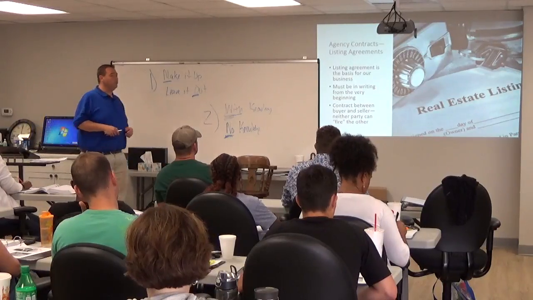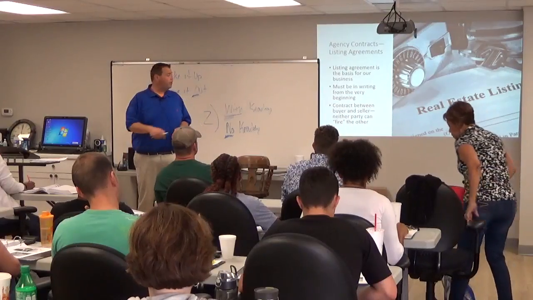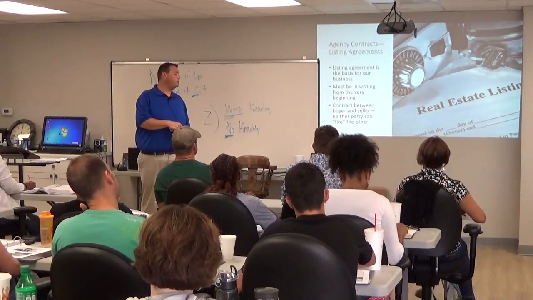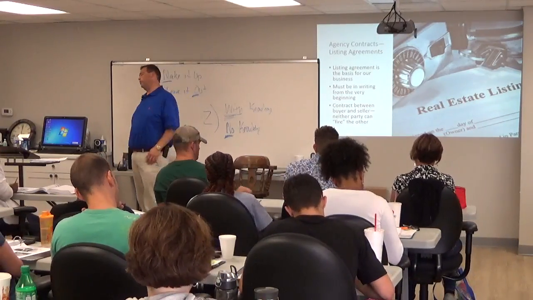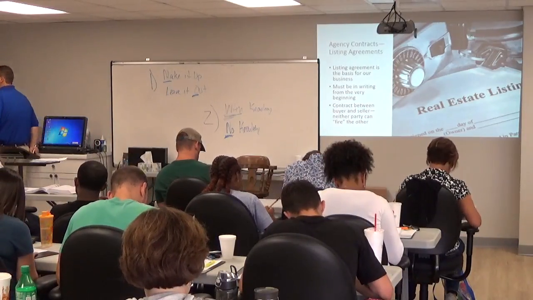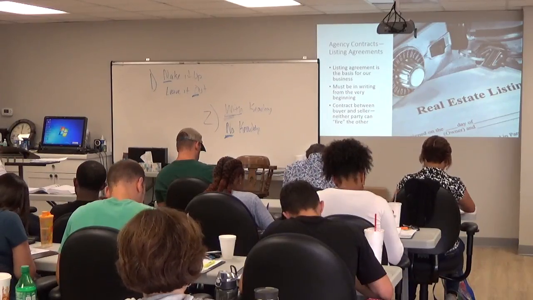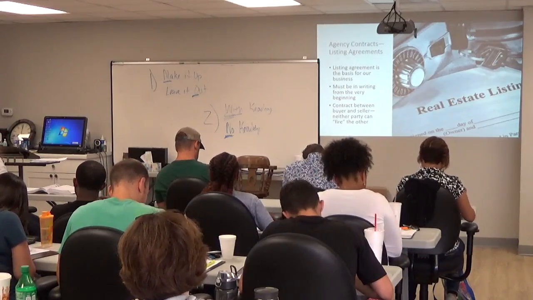Look at this note here on the last bullet point. It says, this is a contract, and you need to correct it. It's not a contract between the buyer and the seller. It's a contract between the firm and the seller. I need to correct that in the slide, and I keep forgetting to do it. A listing agreement is not a contract between a buyer and a seller. It's a contract between a listing firm and a seller. Does that make sense?